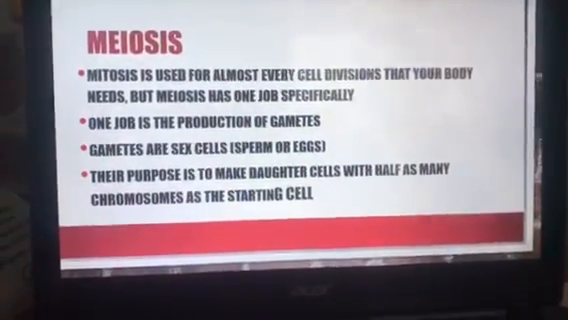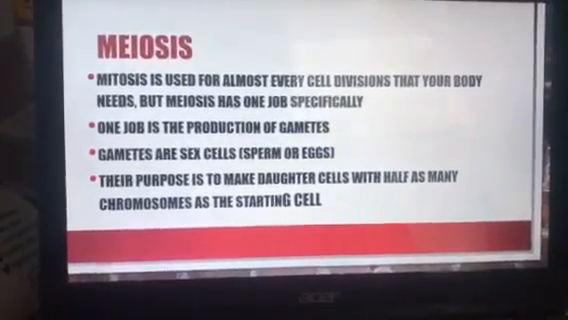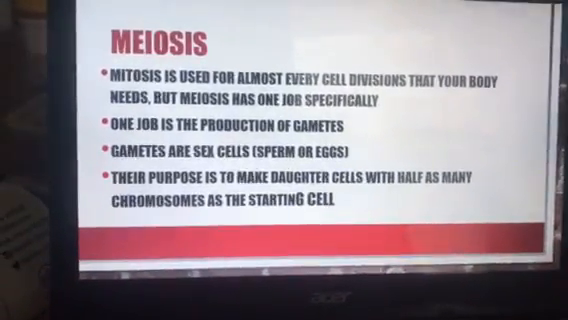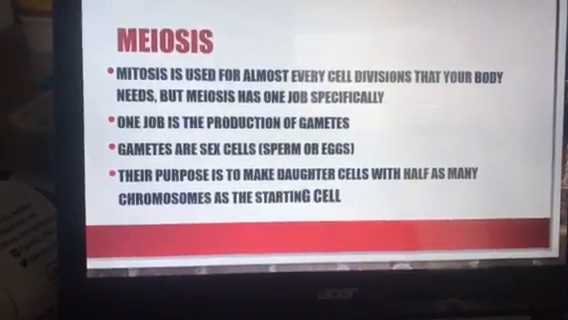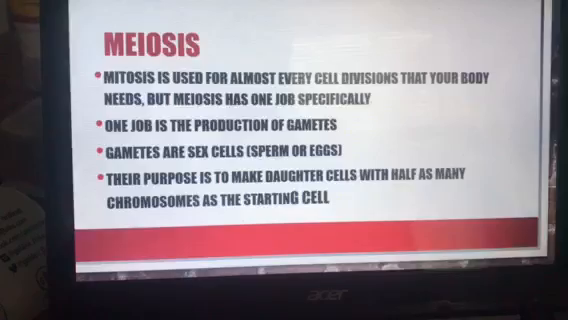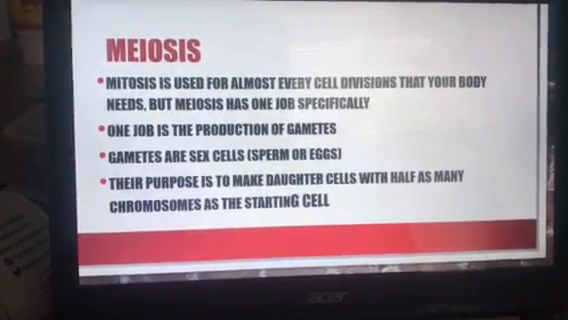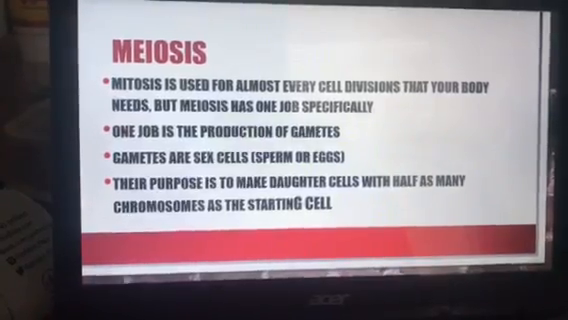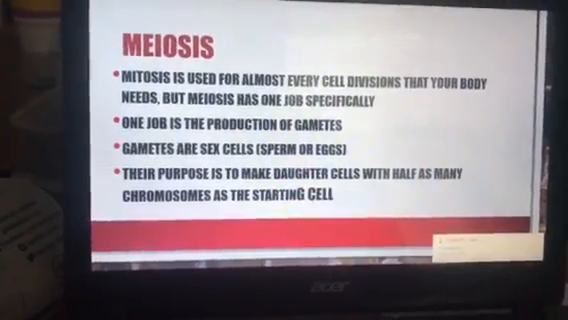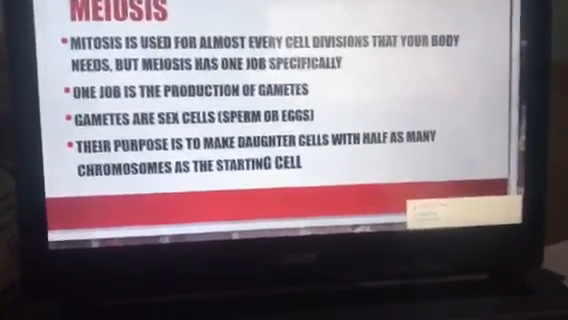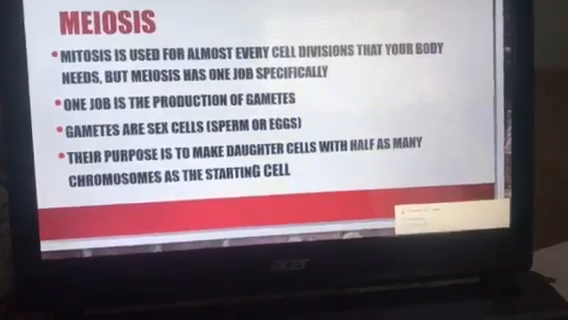Mitosis is usually used for almost every cell division that your body needs, but specifically, meiosis has only one job. That job is the production of gametes. Gametes are sex cells, either sperm cells or egg cells, and their purpose is to make daughter cells with just half as many chromosomes as the starting cell.